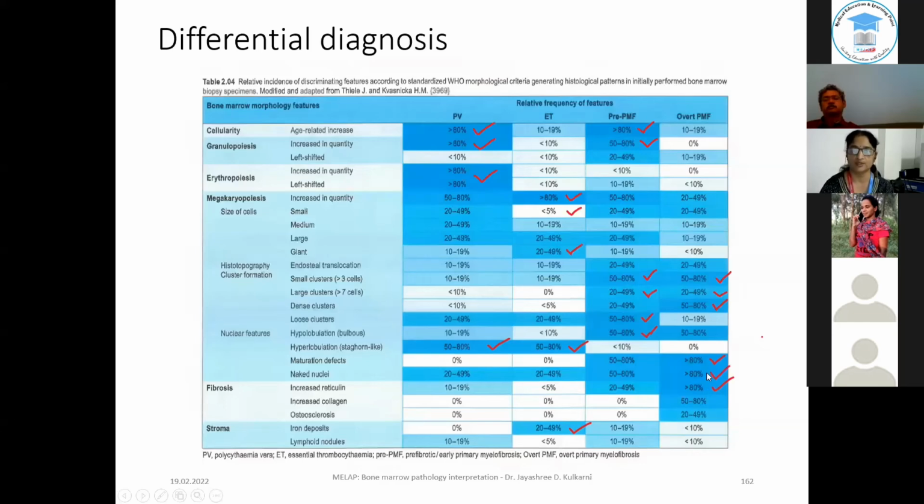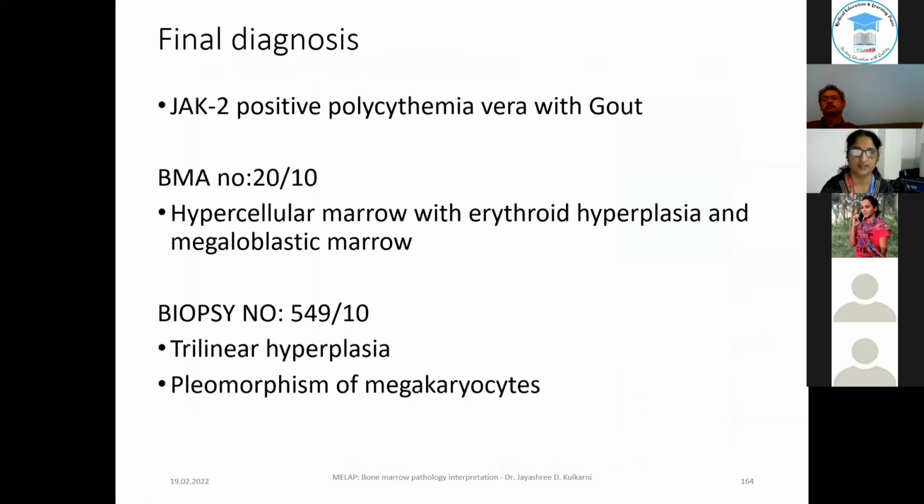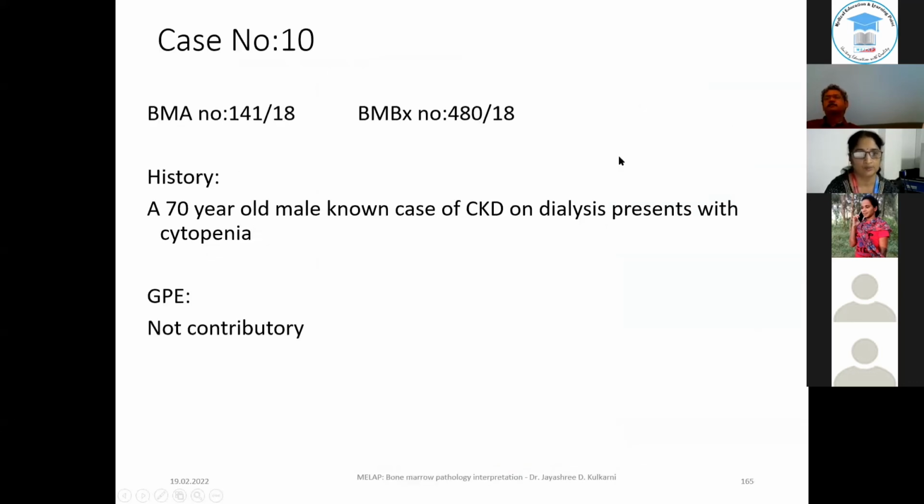And of course, fibrosis will be more in the overt form of primary myelofibrosis. It doesn't end here. You will have to do the mutation analysis. So JAK2, then MPL and CALR mutations, which will differentiate between the three cases. So this case was a JAK2 positive polycythemia vera. And what we saw in the history as well as in the labs was that uric acid was increased. So this was a case of polycythemia with gout.